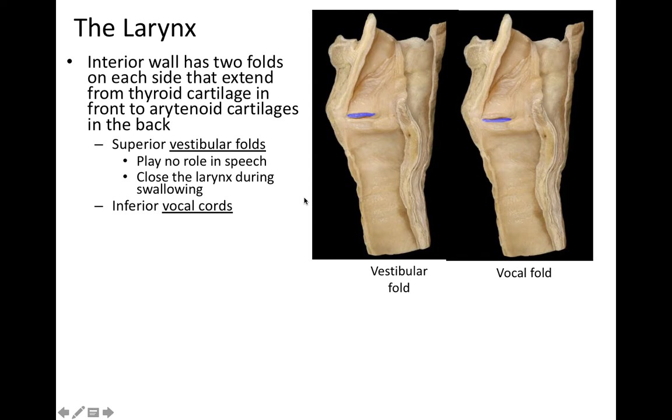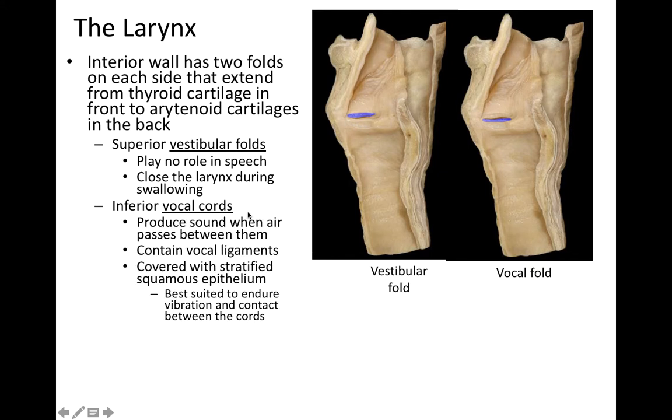Now, the vestibular folds play no role in speech. They are simply there to close the larynx off while you're swallowing. Even after the epiglottis has flipped down, we also close the airway. The inferior cords produce sound as air passes up between them, and they vibrate. Because they vibrate, they actually have a different type of epithelium. They're going to be stratified squamous, even though we are going to have respiratory epithelium all around it.